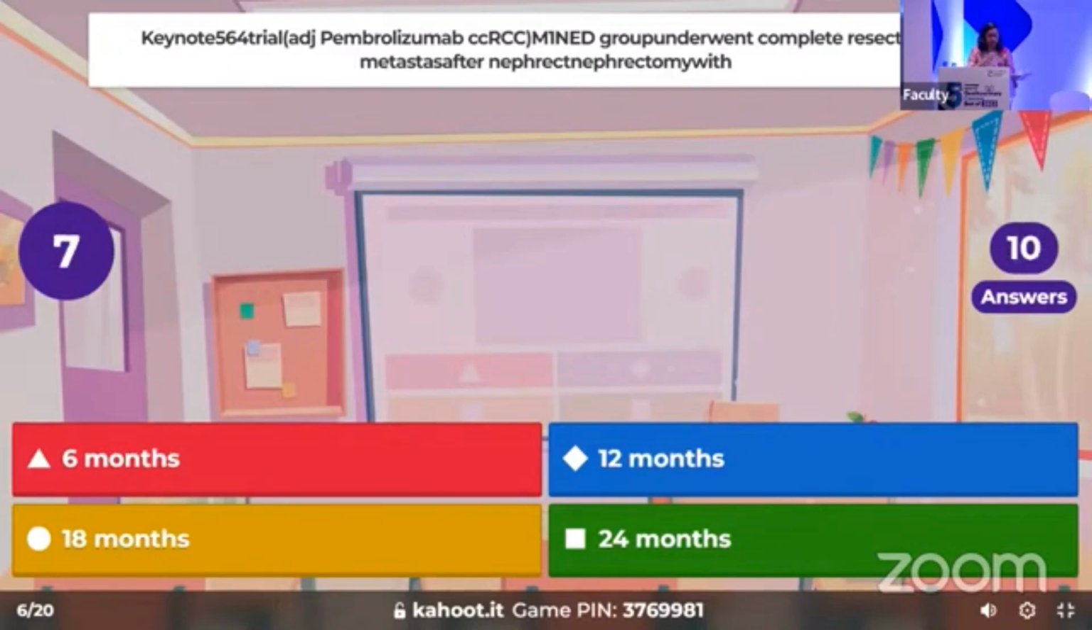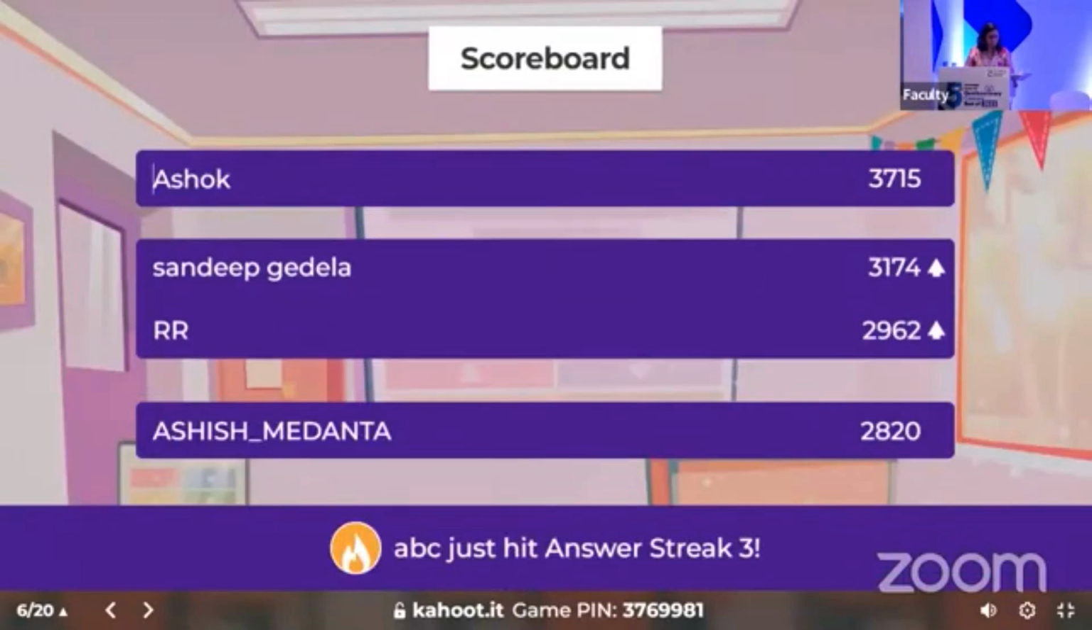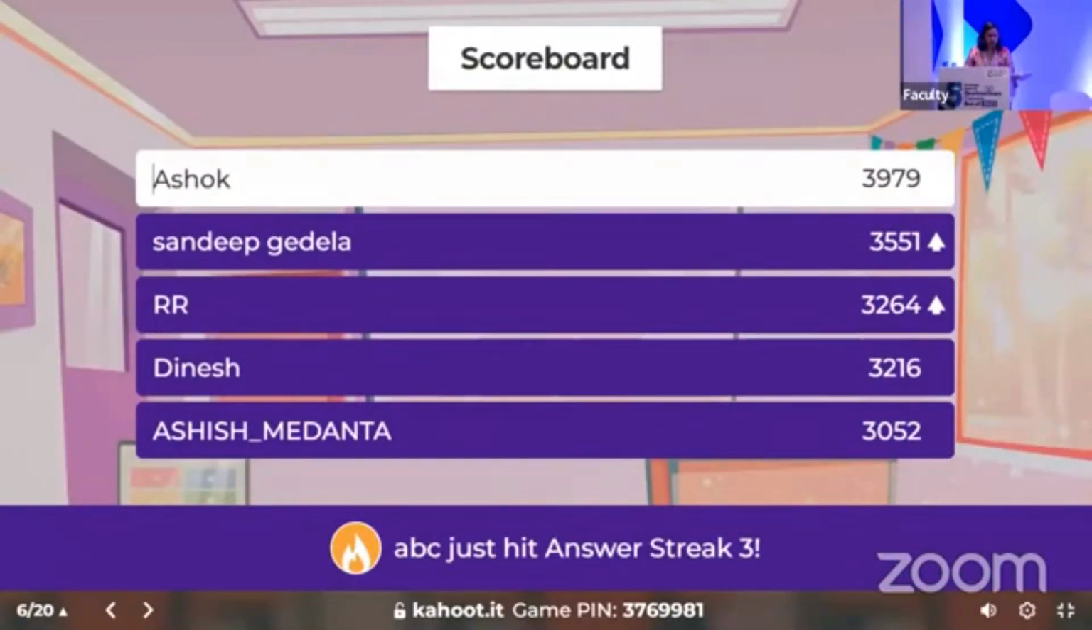But in the M1 NED group, what was the time frame that was allowed for the patients to undergo a resection of the metastatic sites after the nephrectomy? So 7 have got it right. It is 12 months. So let's look at the scoreboard now. So Ashok is still leading and Sandeep is a close second. Let's go to the next question.